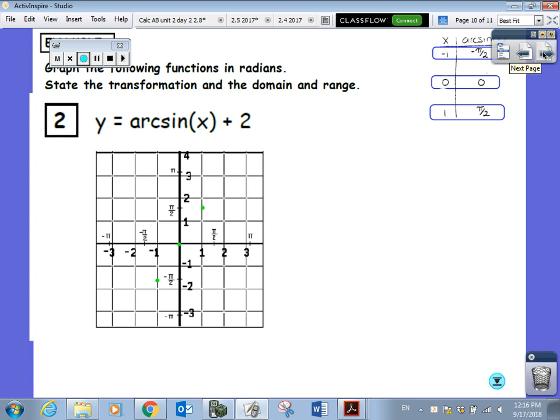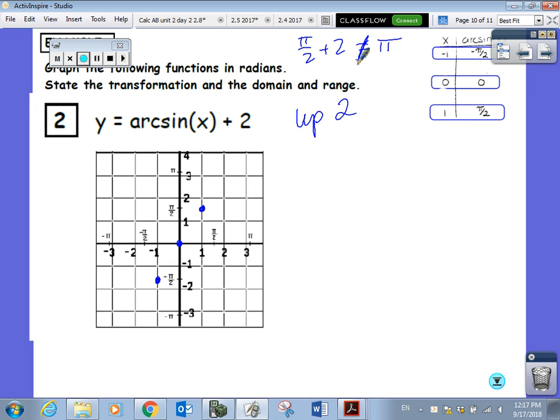All right, this one, our only transformation is up 2, but it's arc sine. So arc sine is negative 1, negative pi over 2, 0, 0, 1, pi over 2. Move those points up 2. Now, I'm at pi over 2. Is pi over 2 plus 2 equal to pi? It is not. Okay? It is equal to pi over 2 plus 2.